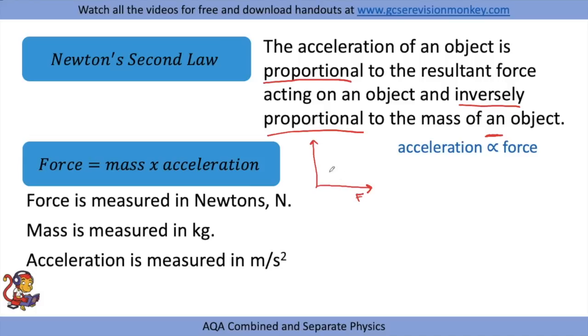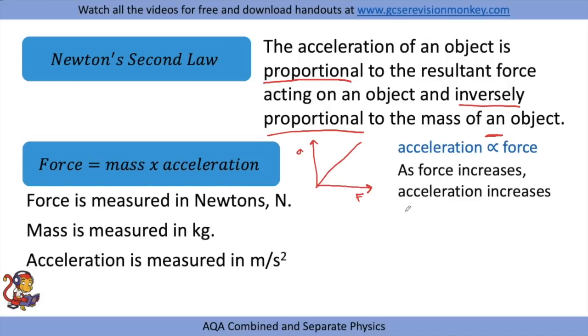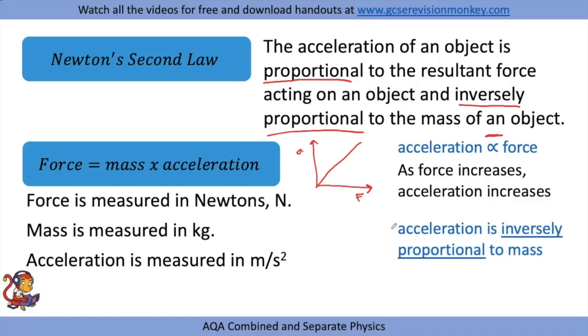So for example, if we had force and acceleration, they would be directly proportional. And this means as force increases, acceleration increases. And in the other relationship, acceleration is inversely proportional to mass. And this means as mass increases, acceleration decreases. So inverse proportion means as one thing gets bigger, the other thing gets smaller.